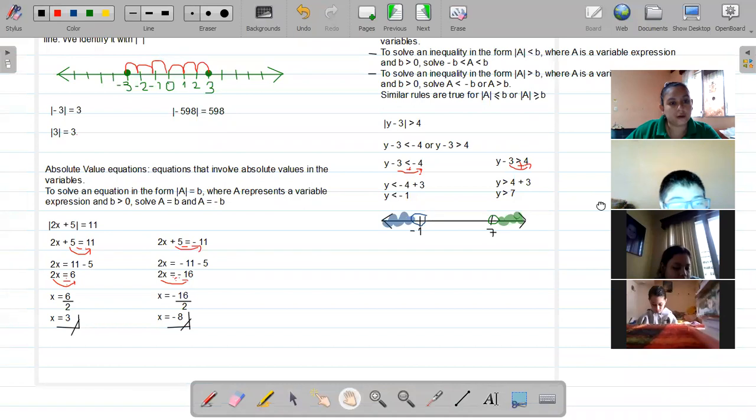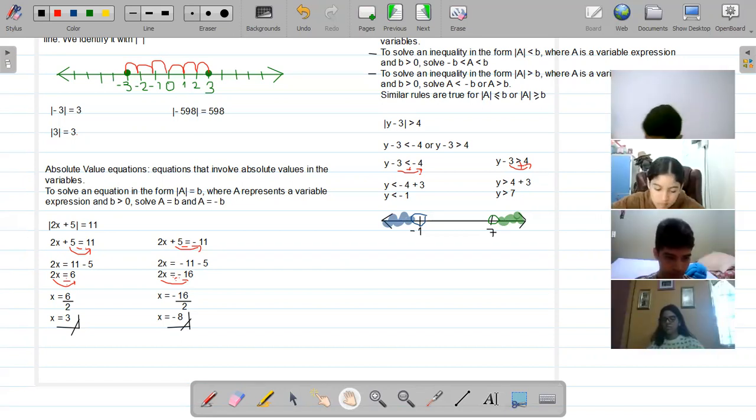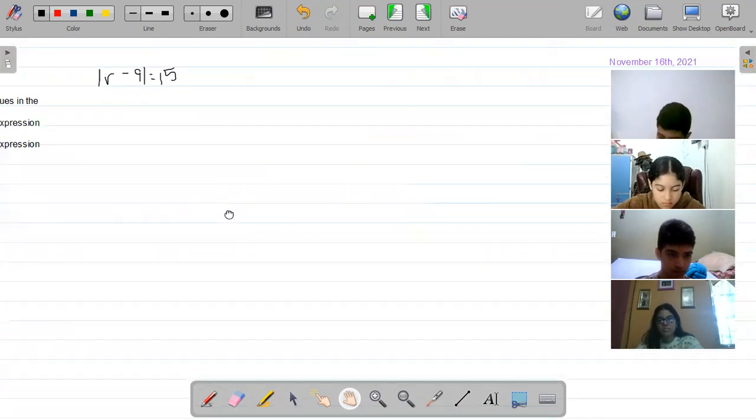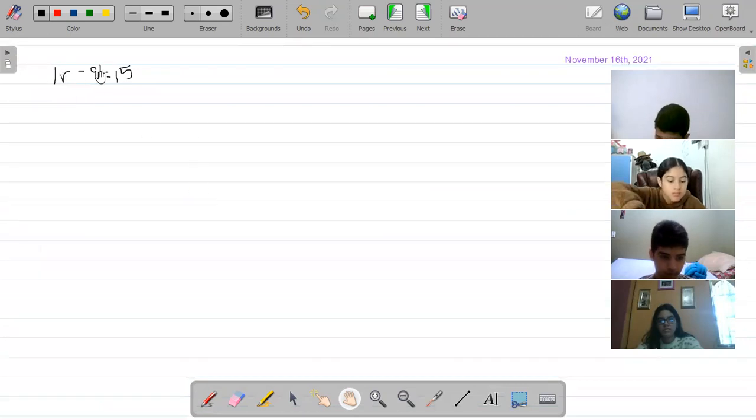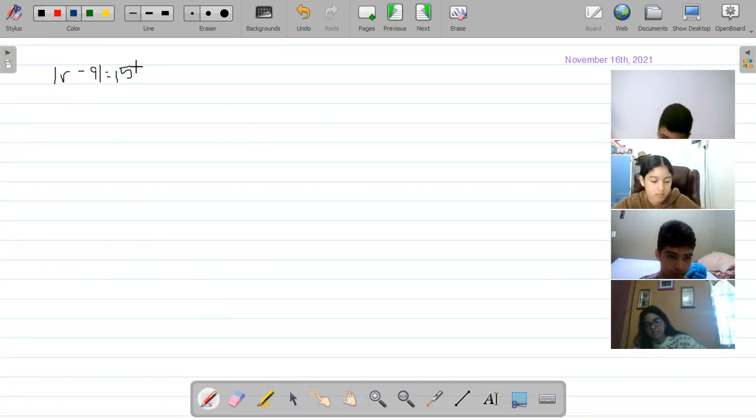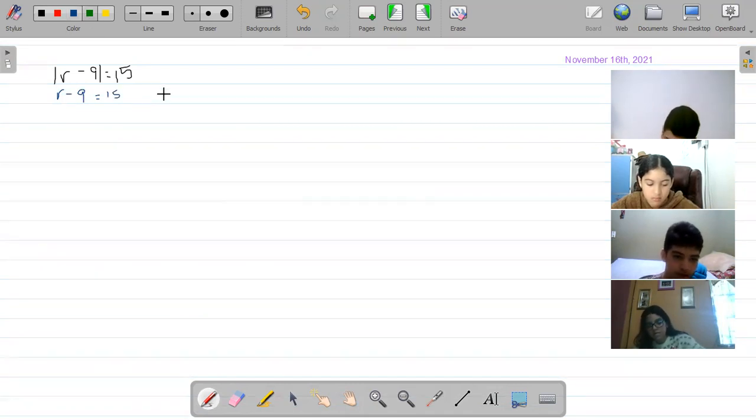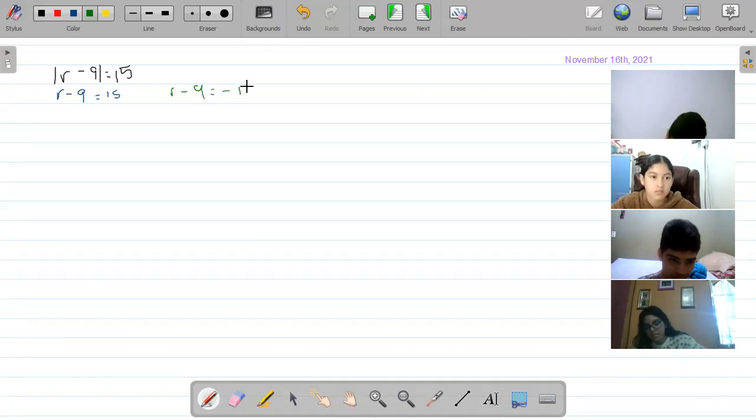When it is an equation, to solve an equation in the form of absolute value of a equals b, where a represents a variable expression and b is greater than 0, then you solve a equals b and a equals negative b. So in this case, a is everything inside the absolute value and b is everything on the other side. In this case, 15, and it is greater than 0. So we're going to say r minus 9 equals 15. And we're going to say r minus 9 equals negative 15.